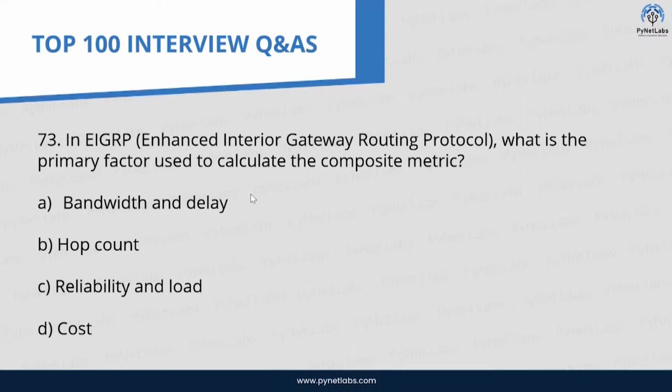So here the correct answer is bandwidth and delay, because the composite metric used by EIGRP to calculate the route preference depends by default on bandwidth and delay. The metric formula takes into account both the minimum bandwidth and the total delay along the path. The actual formula can involve various other parameters, but bandwidth and delay are the primary factors. So this is the correct answer we have.